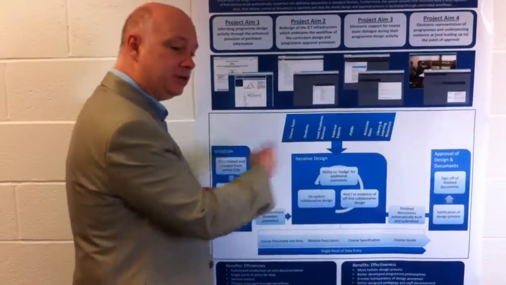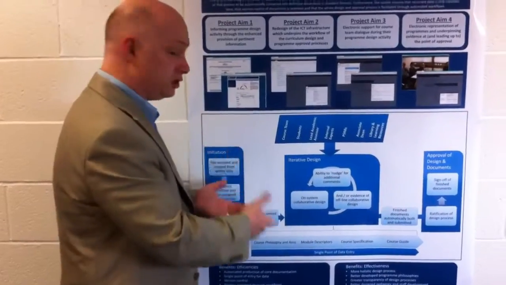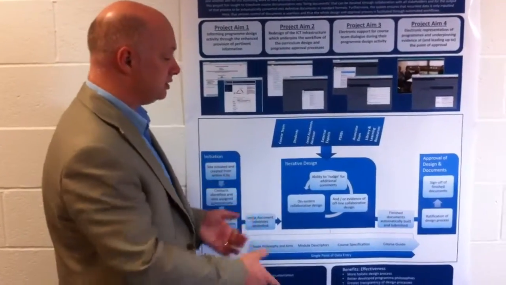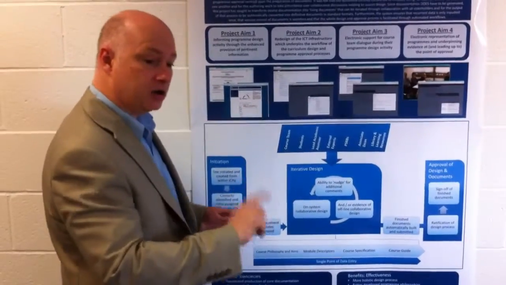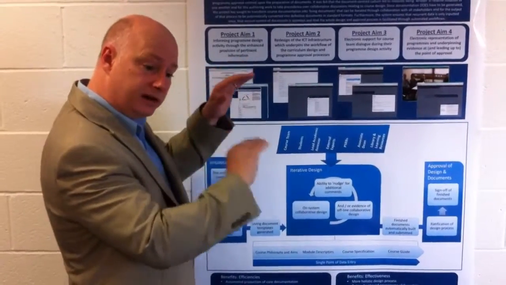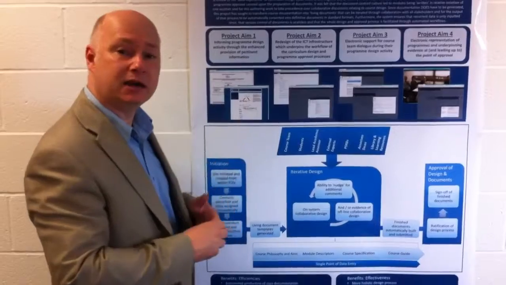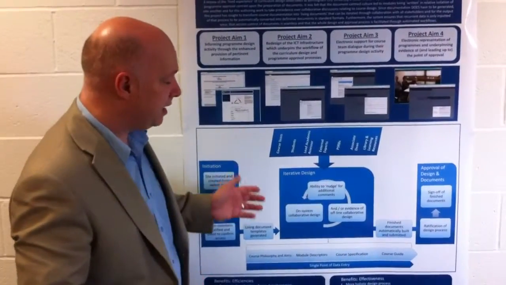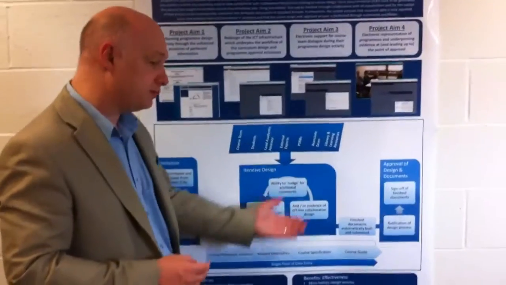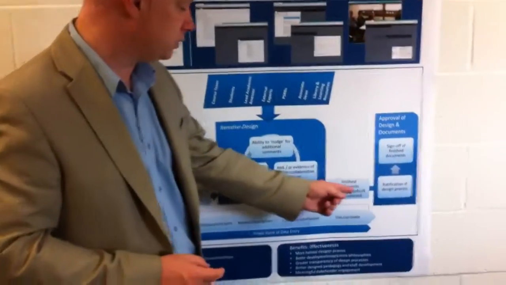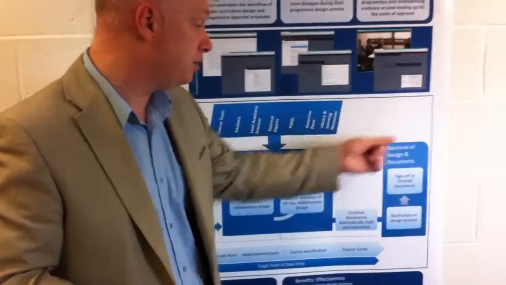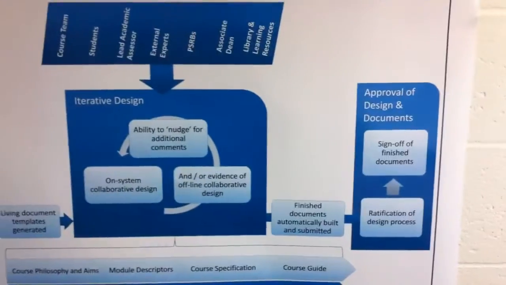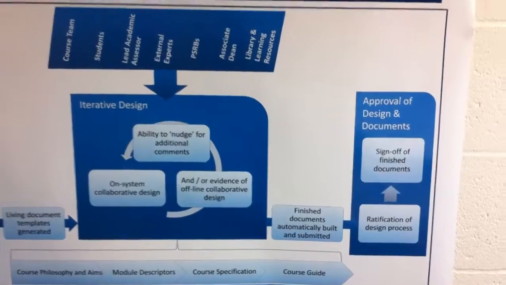When everybody's happy with the design of the philosophy and aims, or indeed the module descriptors, it gets signed off, clicked, and then all of the inputs within the web form dynamically build the module descriptor, since we're using that as an example. At the point when the design process gets signed off and all of the consequent documents get signed off, pretty much that's the program being approved. That's it in a nutshell, really.